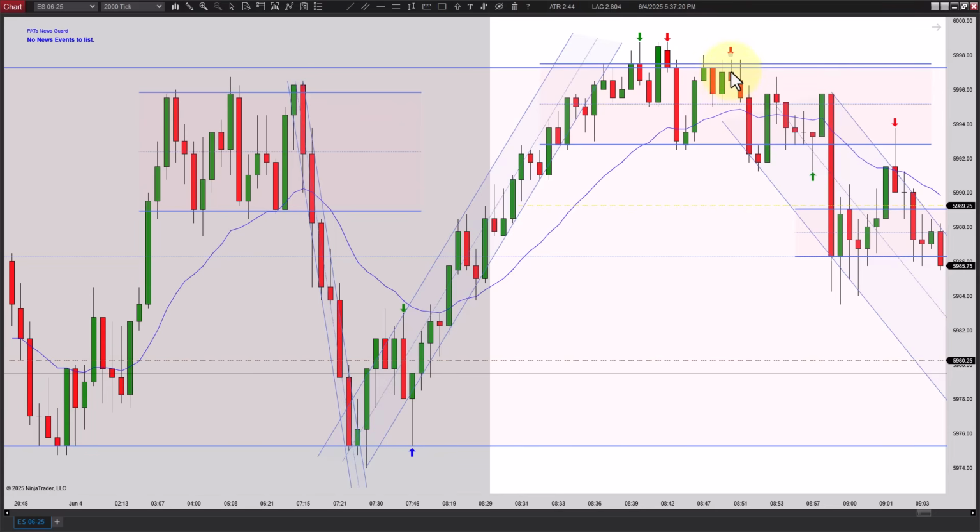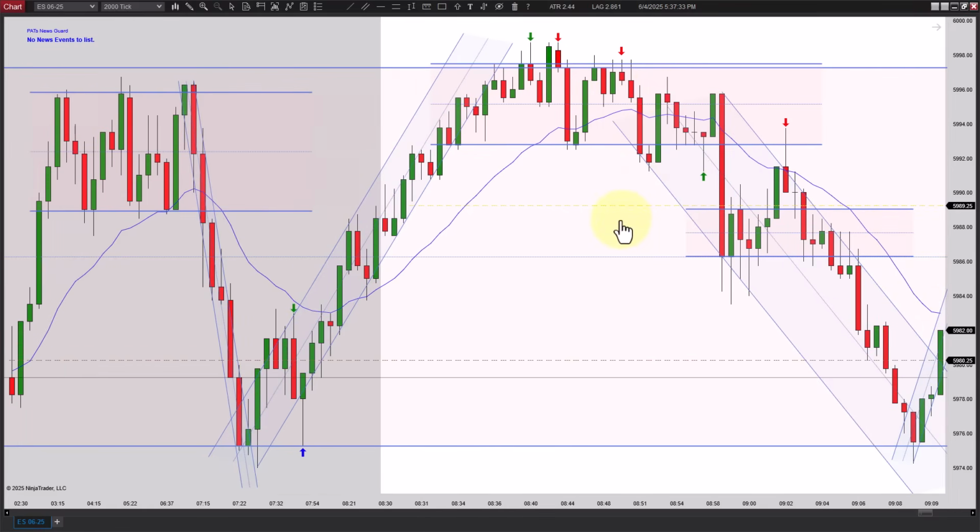So if for some reason you didn't enter here, you could enter here, but of course you get a better entry here, so I don't know why you wouldn't enter here. But if you didn't, there's no reason you couldn't enter on a break below this one. We're probably going lower here. And then we come back, we make another lower high, and it turns out we end up with some support here, and we have a little sideways range.